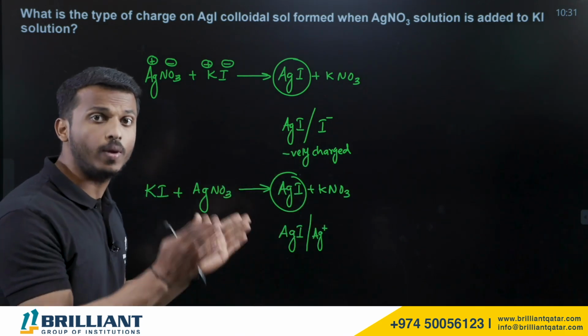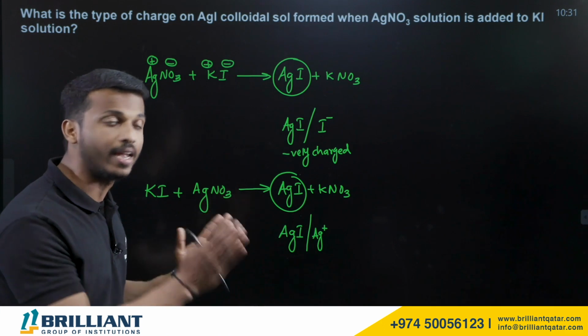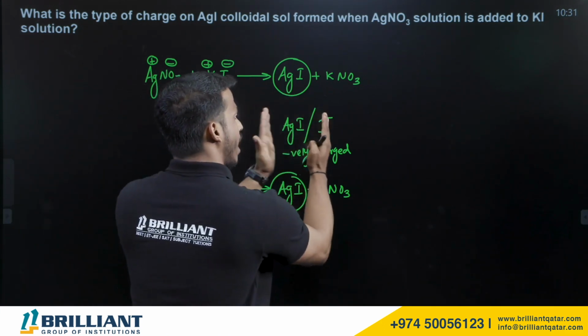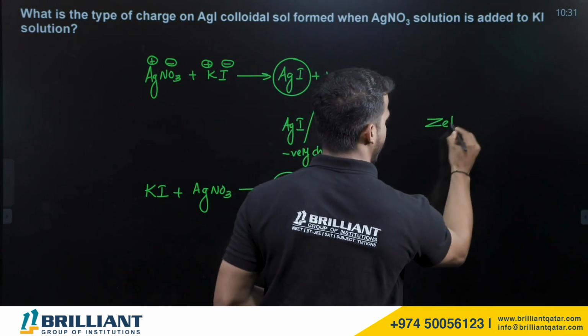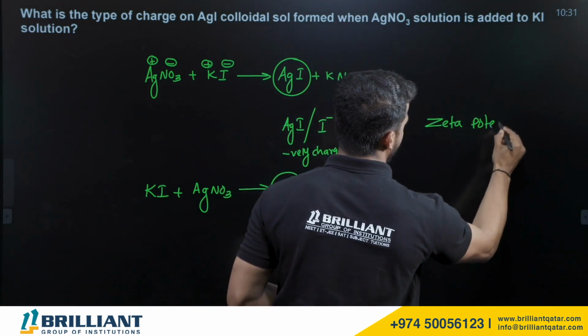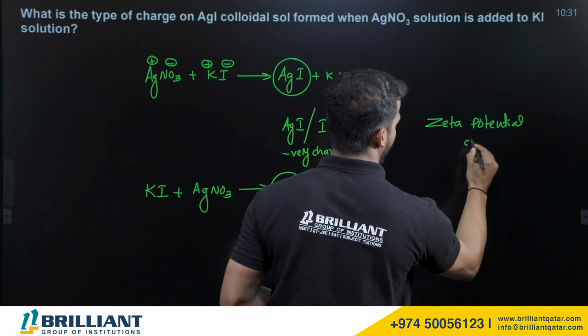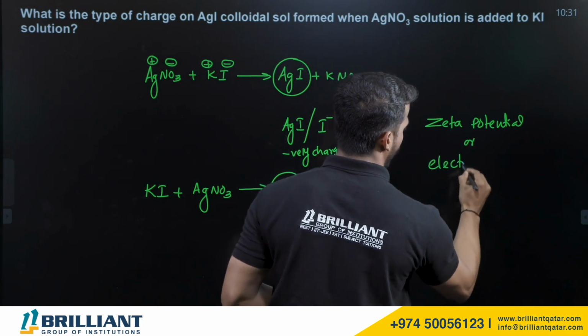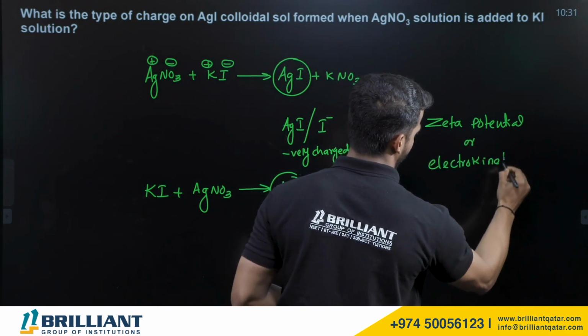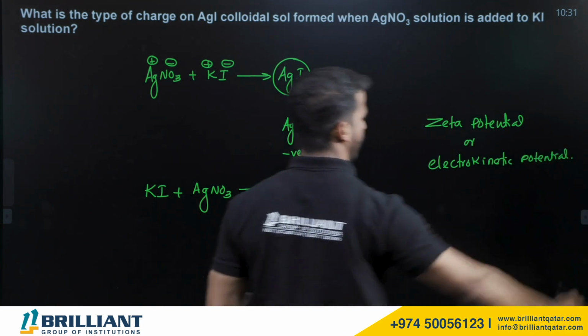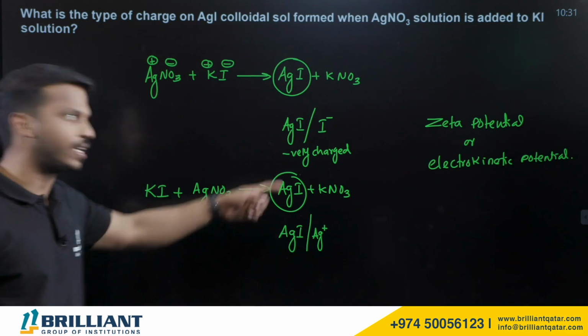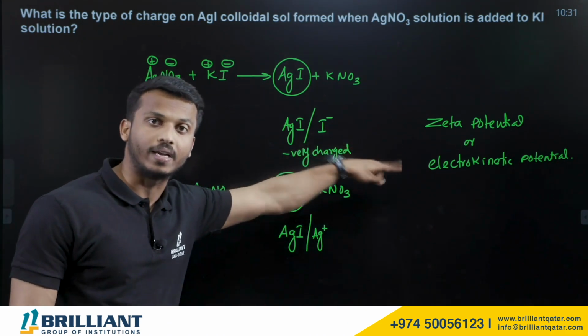And the difference between the energy of the charged layer and the diffused layer, you may have studied, is called zeta potential. Zeta potential, or it's also known as electrokinetic potential. Remember this name, all of you, expecting a question: what is meant by zeta potential or electrokinetic potential?